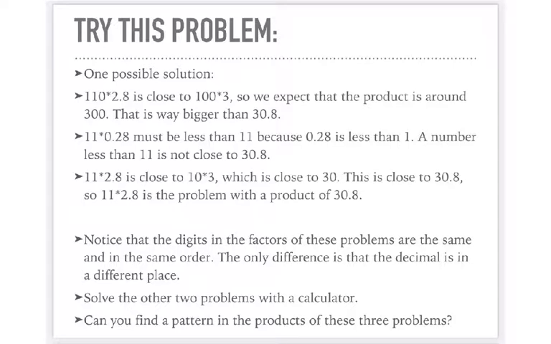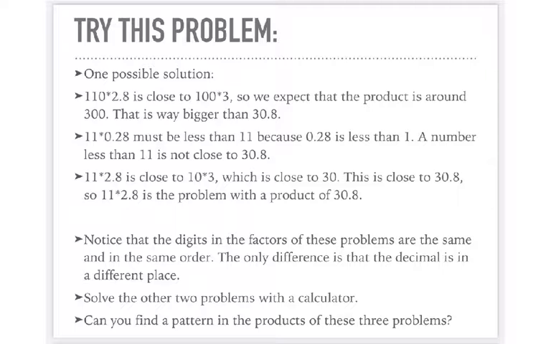So one possible solution would have been that you said 110 times 2 and 8/10 is close to 100 times 3, so we can expect that the product is around 300. Well, that's way bigger than 30 and 8/10. 11 times 28 hundredths must be less than 11 because 28 hundredths is less than 1. So 11 isn't really close to 30 and 8/10. 11 times 2 and 8 tenths, however, is very close to 10 times 3, which is close to 30. And that's close to 30 and 8 tenths. So there you go. Now we have our winner.